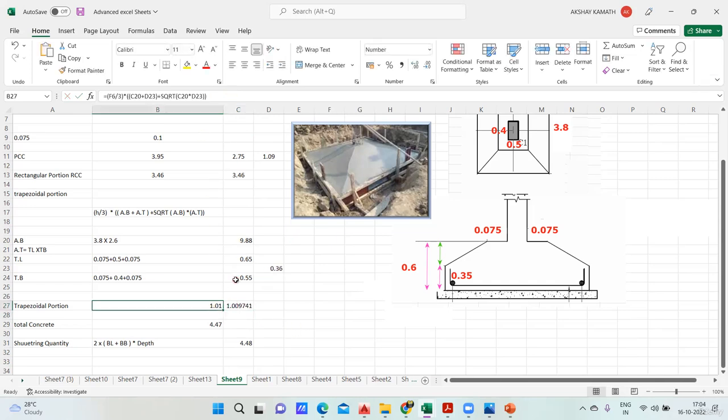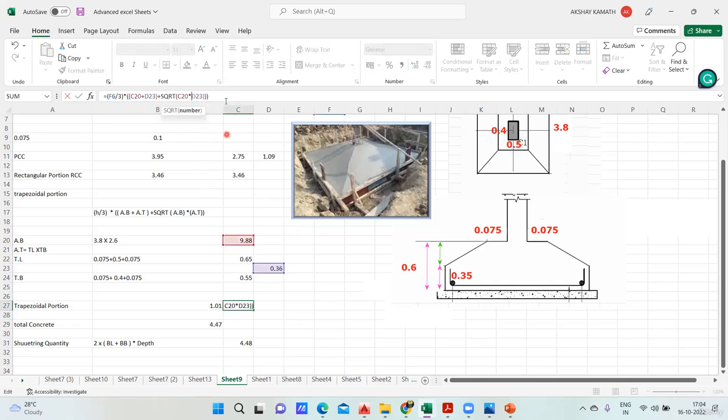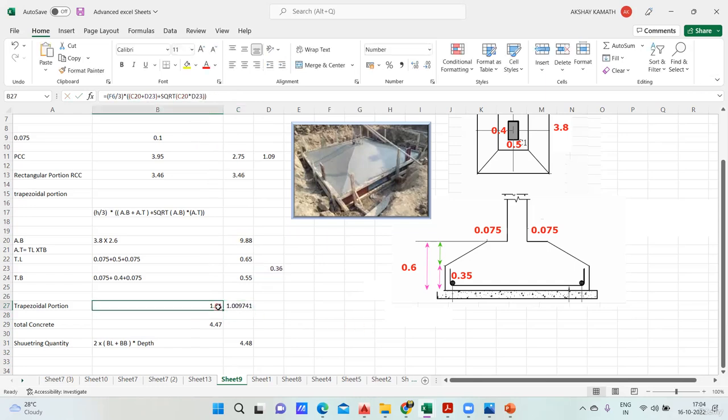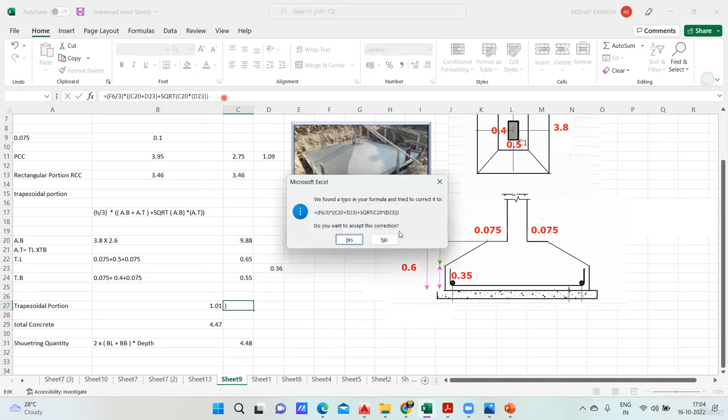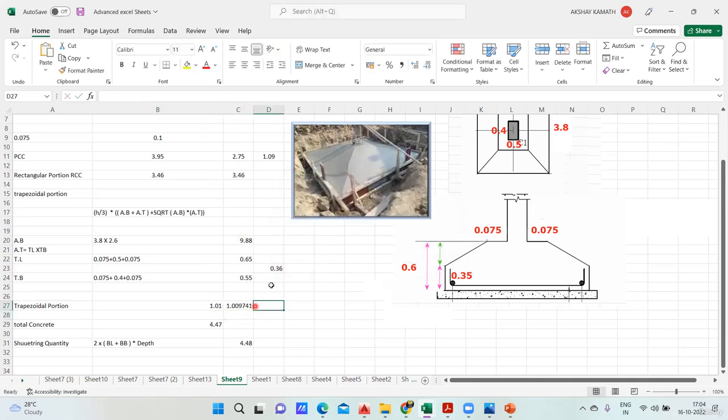See, 320, 320, and this bracket is not required. You close the bracket. Yeah, and then 2 open brackets. So here also you require 2 open brackets. Yeah, 1.0. This if I try to minimize, exactly. You're getting, see, for the trapezoidal portion I got 1.01 cubic meter of concrete.